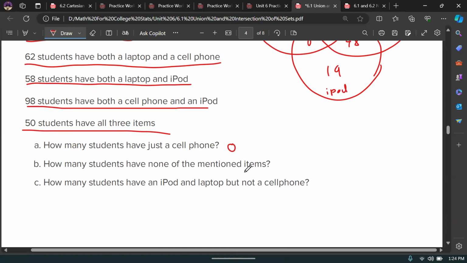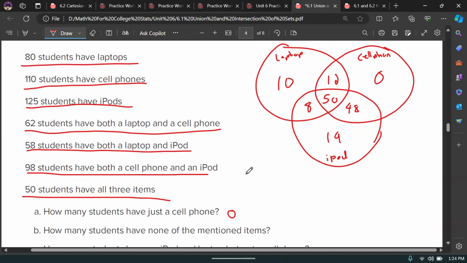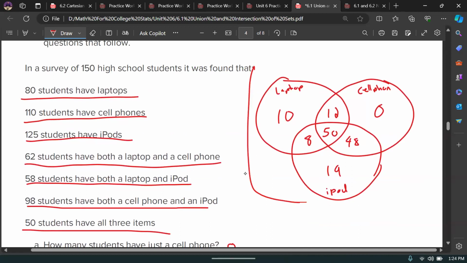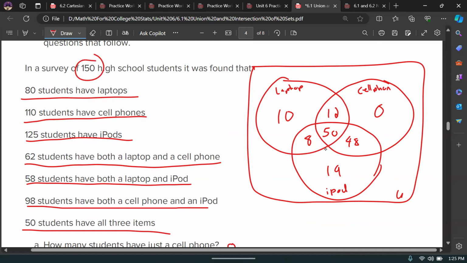How many students have none of the mentioned items? It's a good point. We forgot to mention that. So the universal set, again, like I said, I tend to forget this from time to time. There's 150 in total. So how many did we already account for here? Right? Because it's 150 in total.